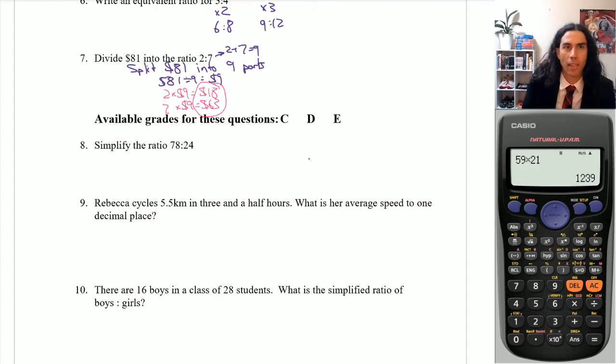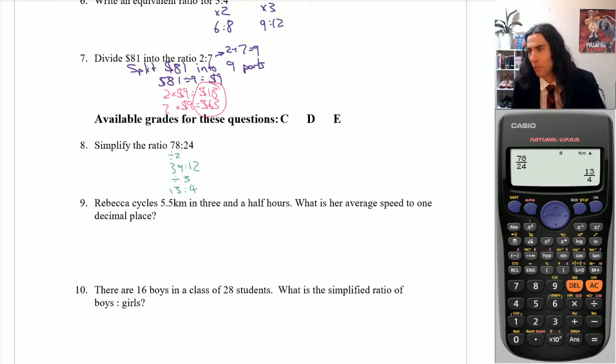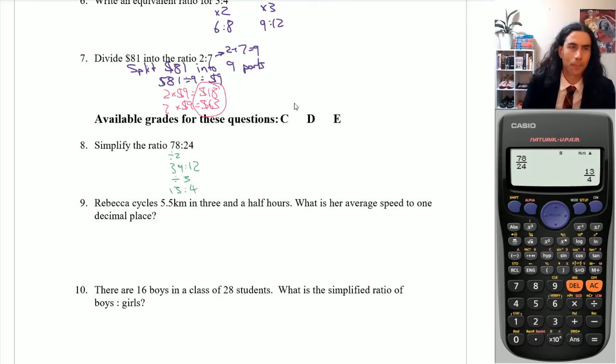So simplify that one. I just feel like dividing by 2 to start. You get 39 to 12. 3 goes into both of those. 13 to 4, and I'm done, because 13 is prime. But calculator, you could have done it this way instead. 13 to 4. It's not a C-level question, because people just dump it in the calculator.